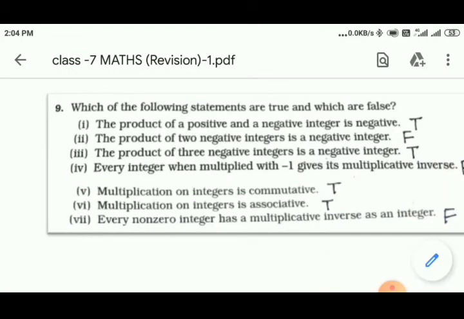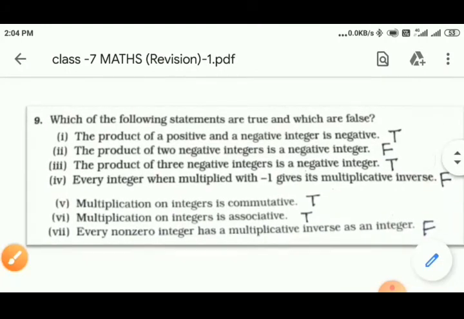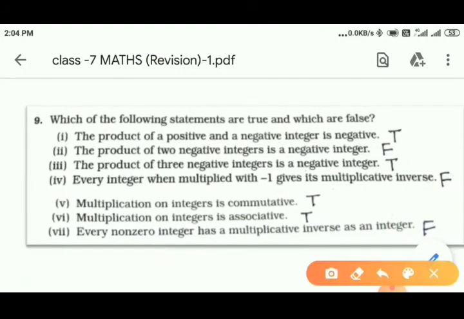Okay, the next one is multiplication on integer is associative. If the commutative property is satisfied, then the associative property is also satisfied.